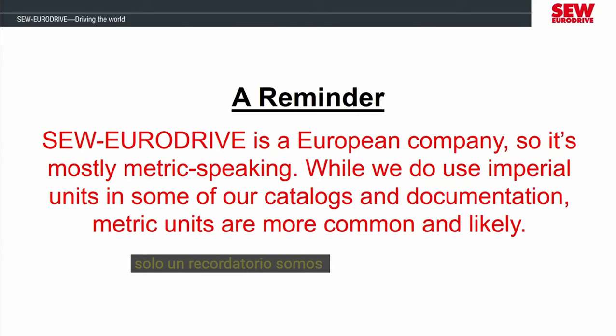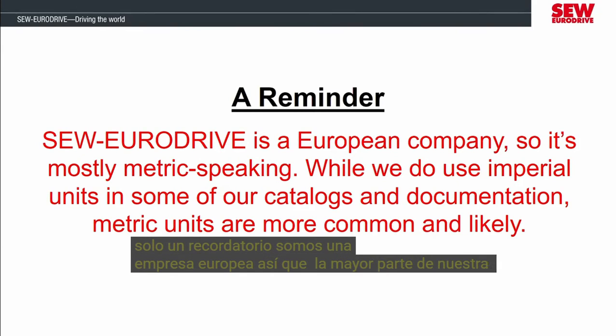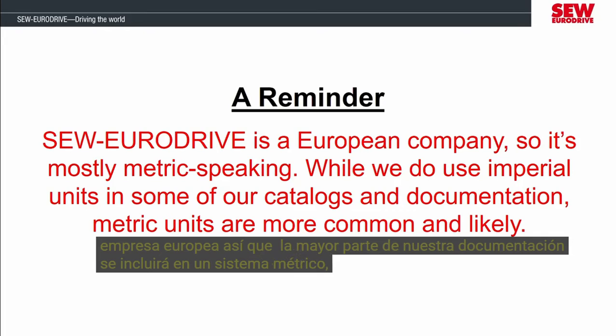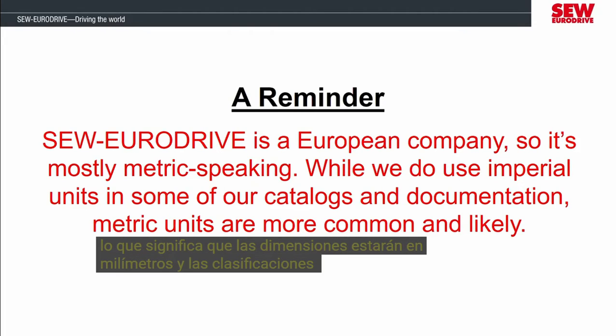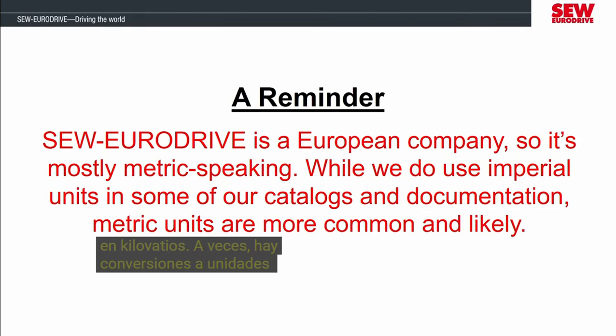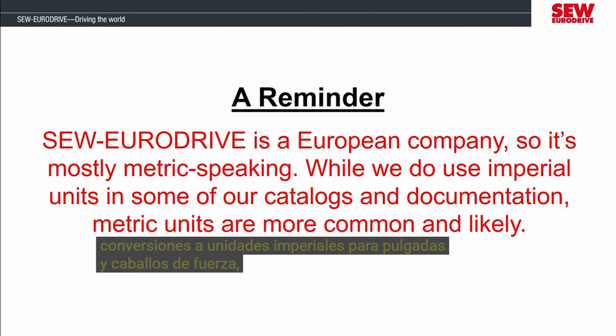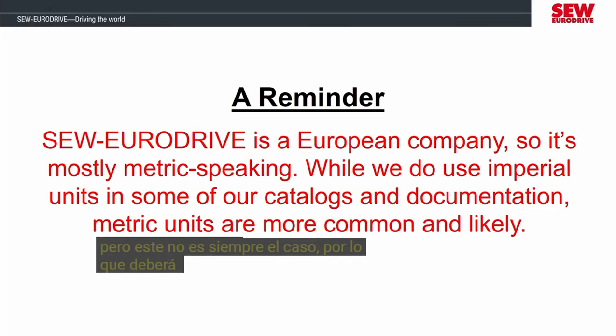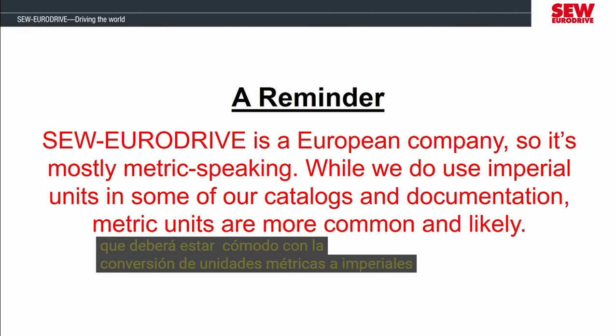Just a reminder, we are a European company, so most of our documentation is going to be listed in a metric system. This means dimensions will be in millimeters and power ratings in kilowatts. Sometimes there are conversions to imperial units for inches and horsepower, but this isn't always the case, so you will need to be comfortable with converting from metric to imperial units at times.